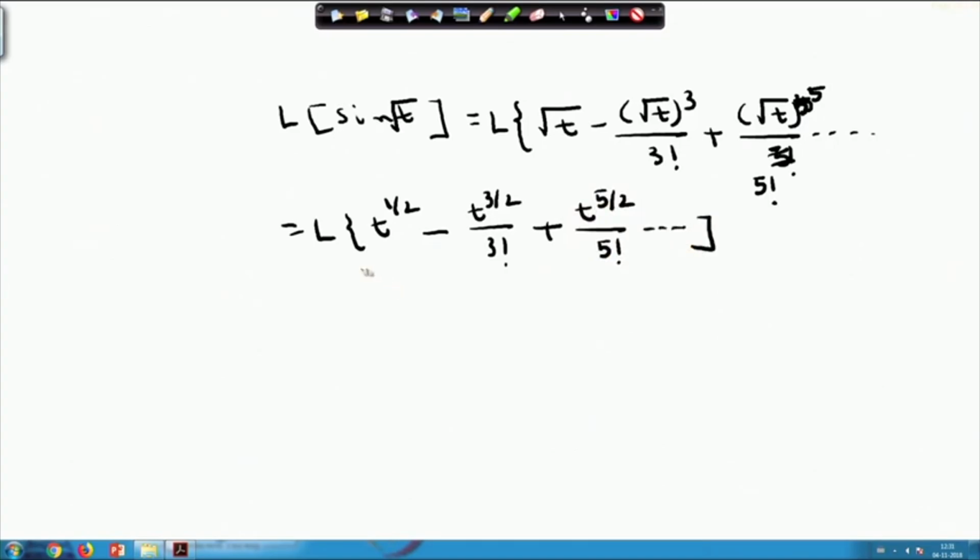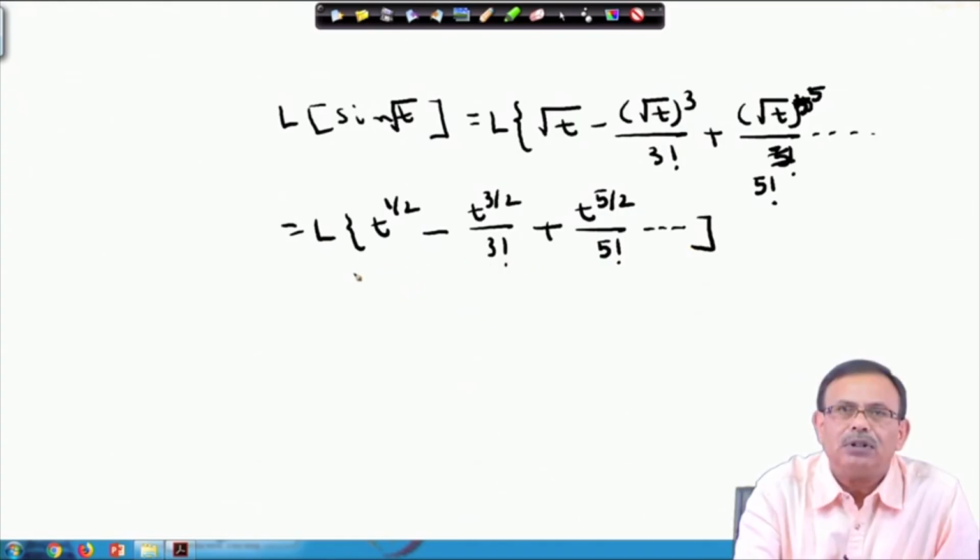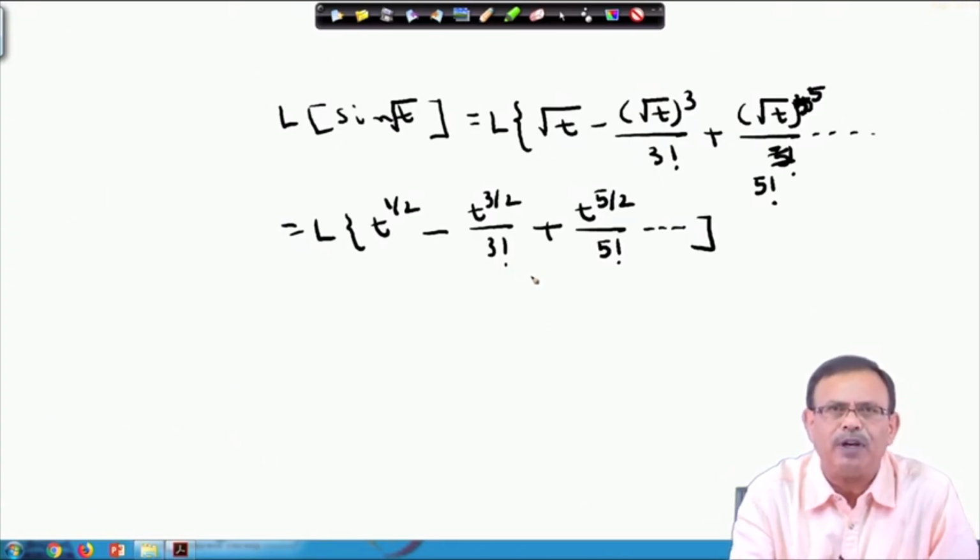And we now know the Laplace transform of each of them, because I can write it as the Laplace transform of t to the power half minus the Laplace transform of t to the power 3 by 2 by factorial 3 plus the Laplace transform of t to the power 5 by 2 by factorial 5, using the linearity property: Laplace transform of a f1 t plus b f2 t is a into Laplace transform of f1 t plus b into Laplace transform of f2 t.